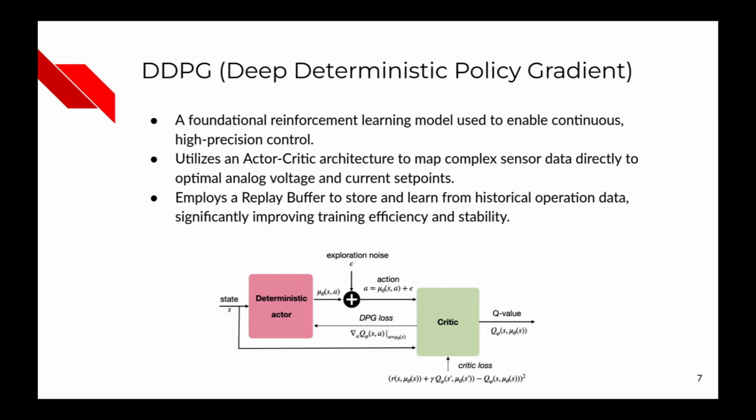DDPG, or Deep Deterministic Policy Gradient, is a foundational reinforcement learning model used to enable continuous high precision control. It utilizes an actor-critic architecture to map complex sensor data directly to optimal analog voltage and current outputs. It employs a replay buffer to store and learn from historical operational data to significantly improve the training efficiency and stability.